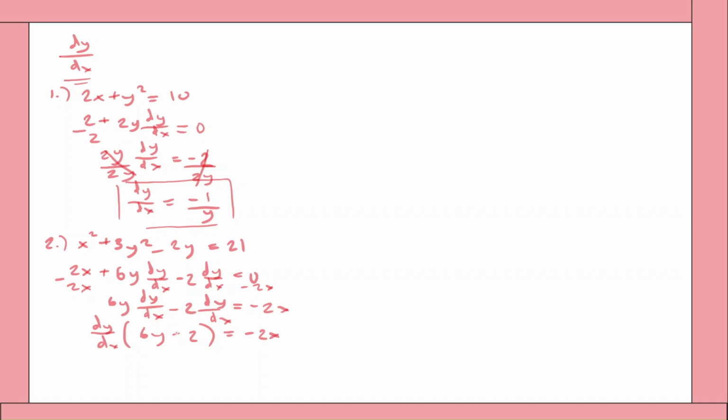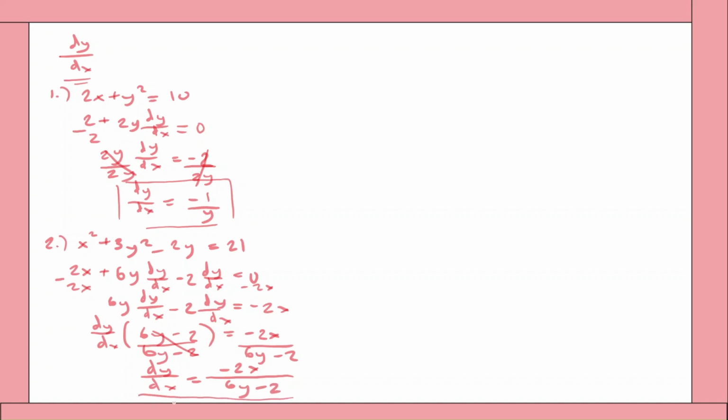Then we just want to divide by this, since we've taken out the dy dx, what we're trying to solve for. So 6y minus 2. So this cancels. Then we want to divide again by 6y minus 2. And what we do get is that dy dx is equal to negative 2x over 6y minus 2.